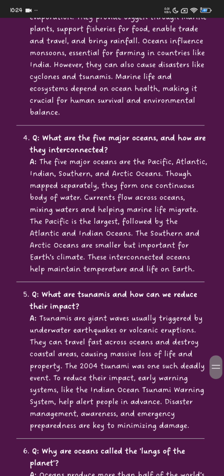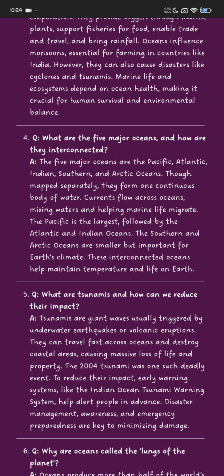Number 4. What are the 5 major oceans and how are they interconnected? The 5 major oceans are the Pacific, Atlantic, Indian, Southern, and Arctic oceans. Though mapped separately, they form one continuous body of water. Currents flow across oceans, mixing waters and helping marine life migrate.